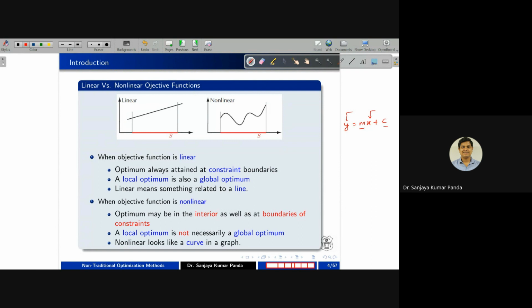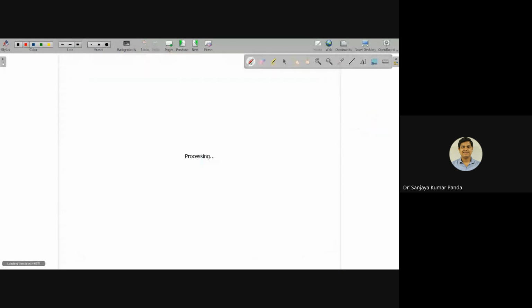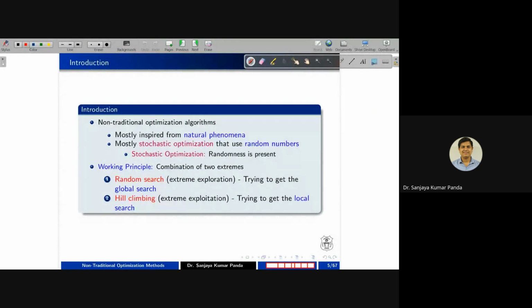That's why we are applying meta-heuristic approaches or non-traditional optimization algorithms. These non-traditional optimization algorithms are mostly inspired by natural phenomena. For example, somebody can watch how birds fly, and based on that, some algorithm can be developed. Somebody can focus on how ants move, and based on that, some algorithm was proposed. Somebody can see the behavior of humans and develop an algorithm based on that. So most of the algorithms developed in non-traditional optimization are based on natural phenomena.